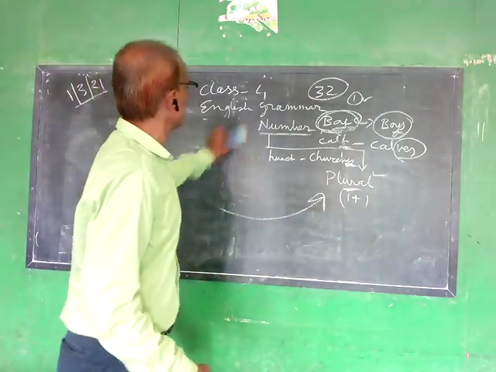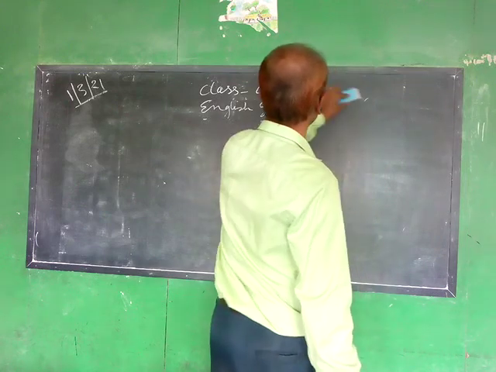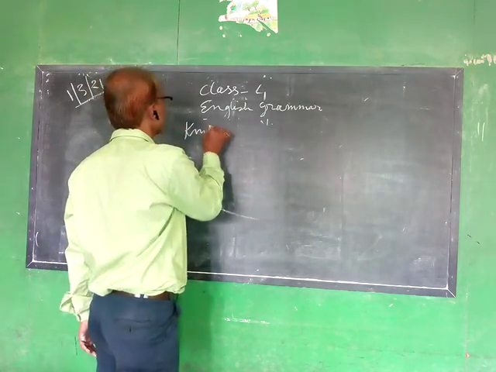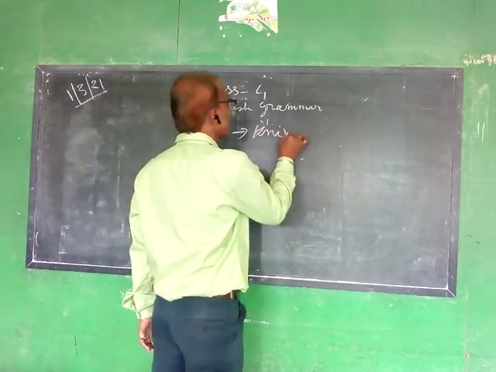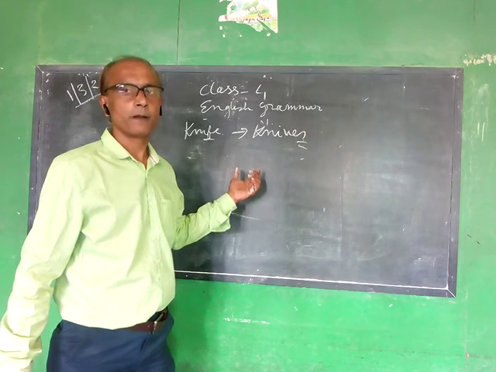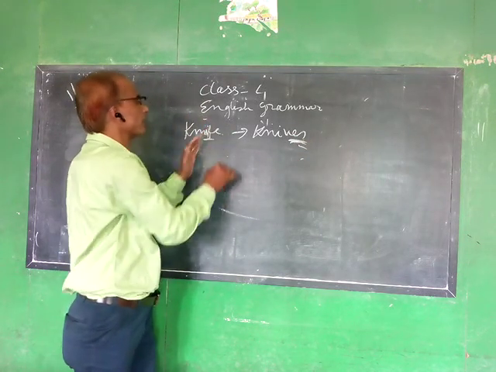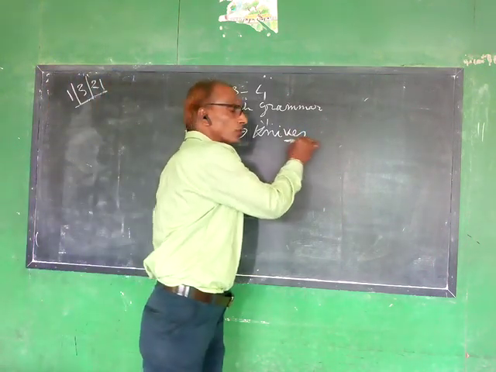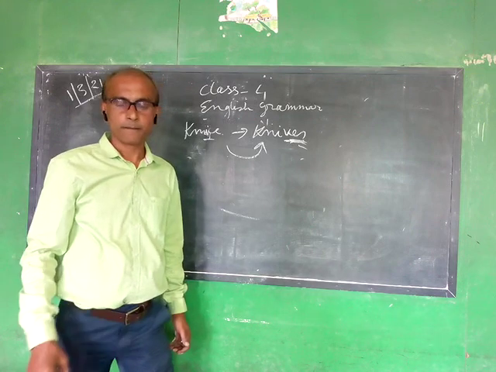Now let's give more examples to be more clear to you. Now for example, knife. So how to convert? K-N-I-V-E-S. So, omit this, K-N-I, right? And omit the F, and just add V-E-S. It becomes plural. Okay?